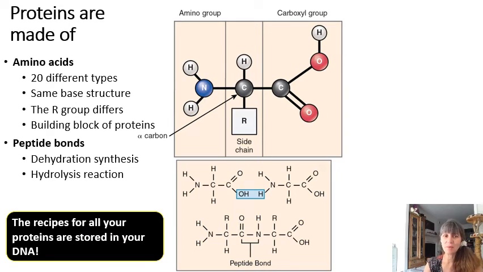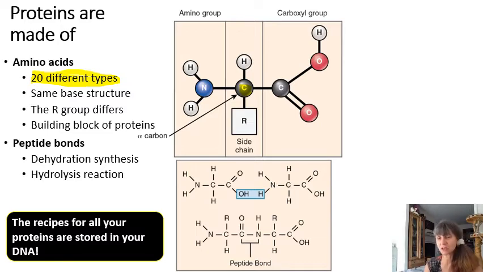Proteins are made up by amino acids. There are 20 different types of amino acids that form building blocks for proteins. You're going to need to know that for microbiology, should you go into microbiology, that there are 20 different amino acids. Each amino acid, in terms of structure, has a central carbon bonded to an amino group on one side and a carboxyl group on the other side.